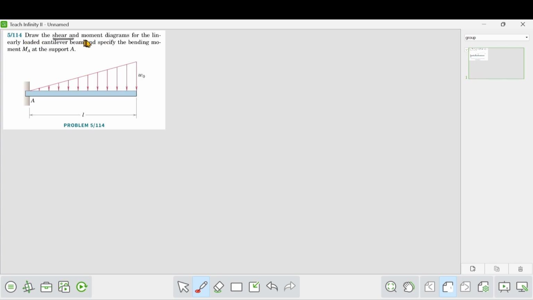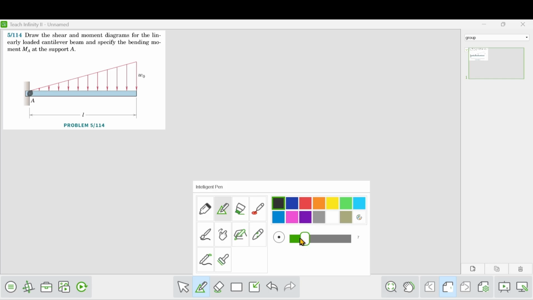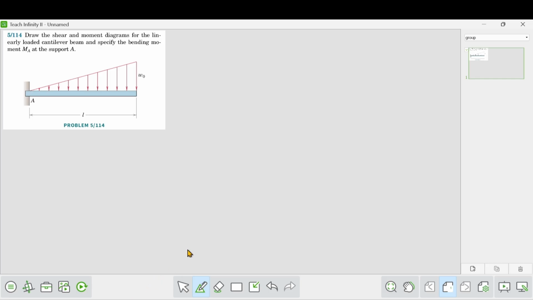Draw the shear force and moment diagram for the linearly loaded cantilever beam and specify the bending moment MA at the support. At this support we will specify the bending moment. First of all, we have to draw a free body diagram of this linearly loaded cantilever beam.